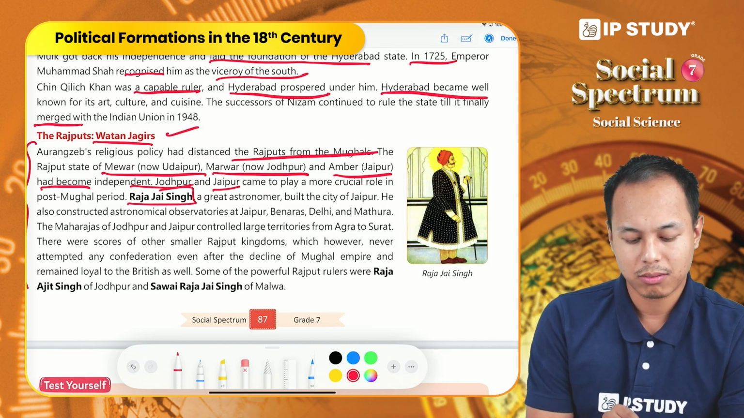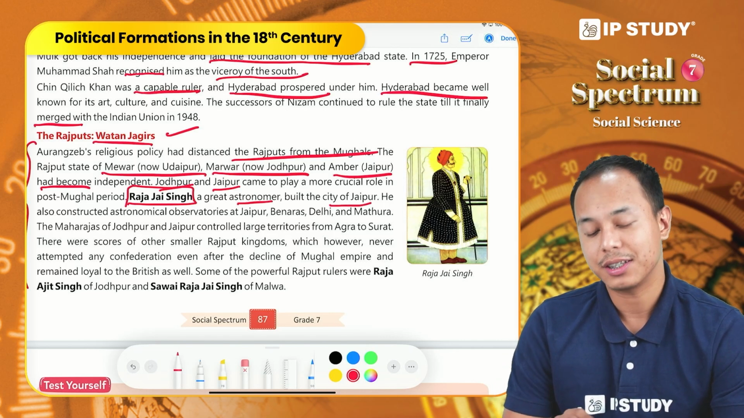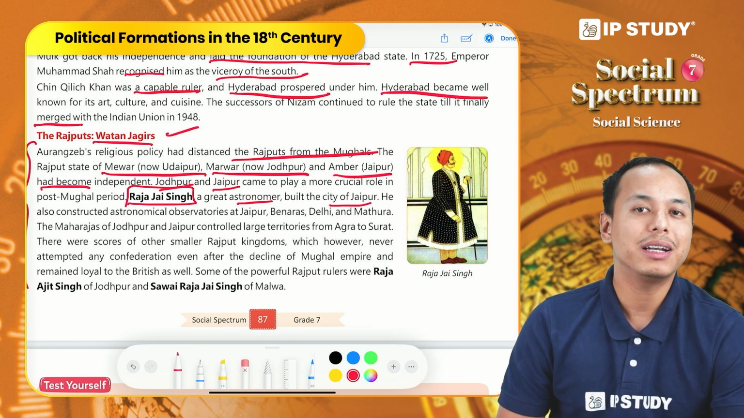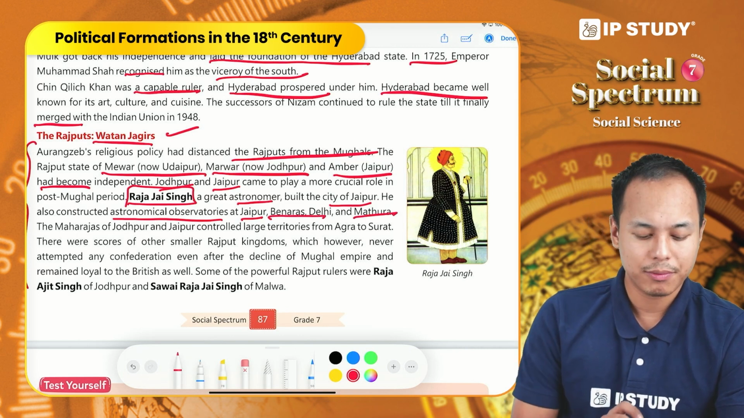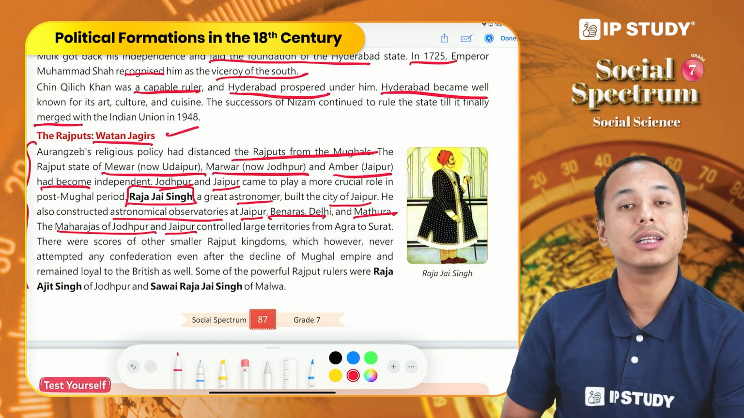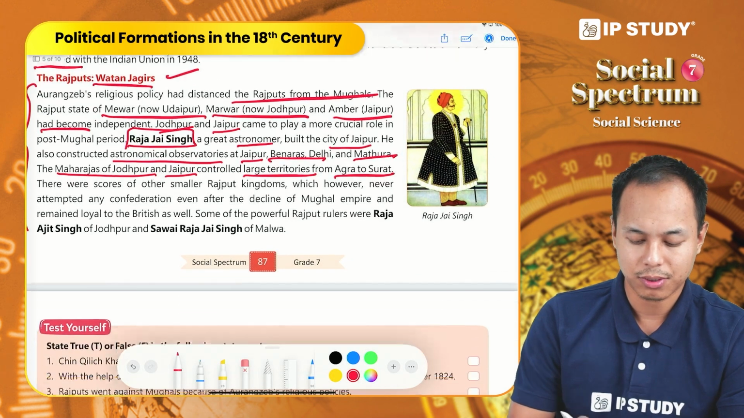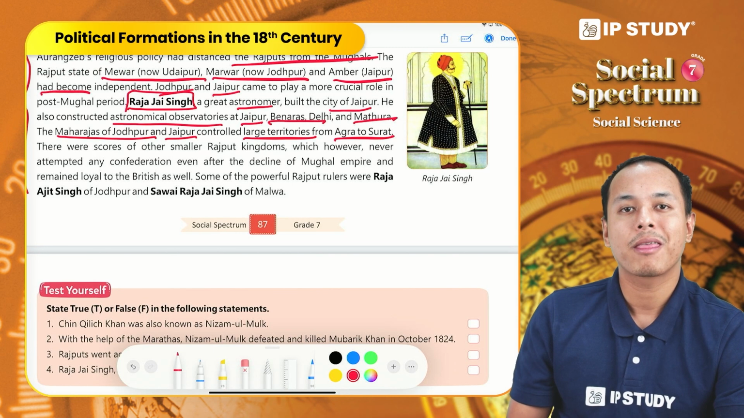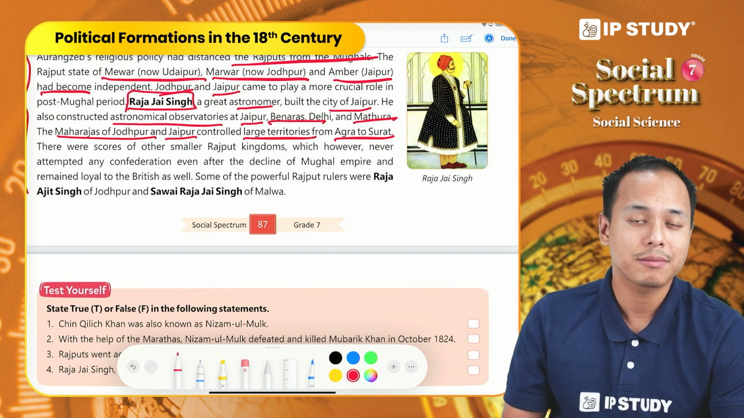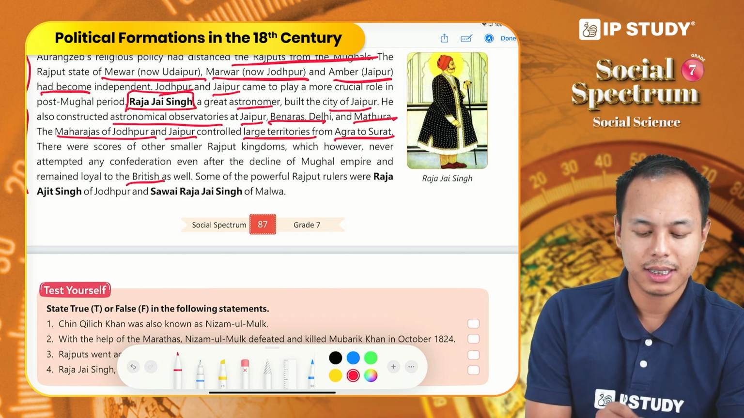Now, let us see about Raja Jai Singh. He was a great astronomer and he also built the city of Jaipur. Along with this, he also built many astronomical observatories in places like Jaipur, Banaras, Delhi and Mathura. Apart from him, we also find the Maharajas of Jodhpur and Jaipur. They controlled large territories from Agra to Surat. However, there were many small regional Rajput kingdoms which never attempted to form a confederation even after the decline of the Mughals, and they remained loyal to the British as well.